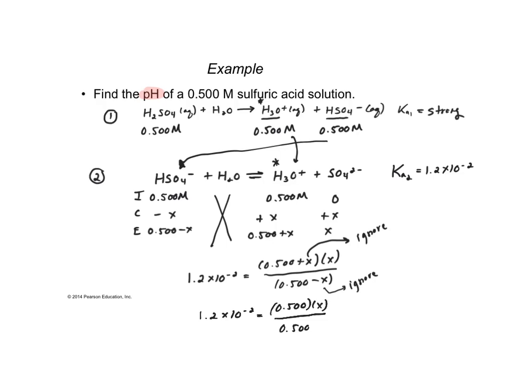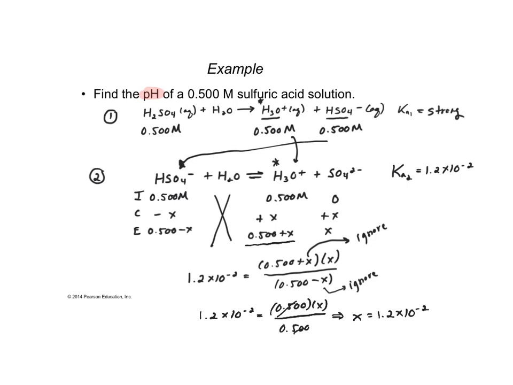So now what happens here? The 0.5s cancel out, and we are left with x equal to 1.2 times 10 to the minus 2. Okay? Now you may be tempted to take the minus logarithm of that and say, that's my pH, right? What would be erroneous with that thinking? The equilibrium value of H3O+ was 0.5 plus x. We just solved for x, so that is not the equilibrium value of H3O+.